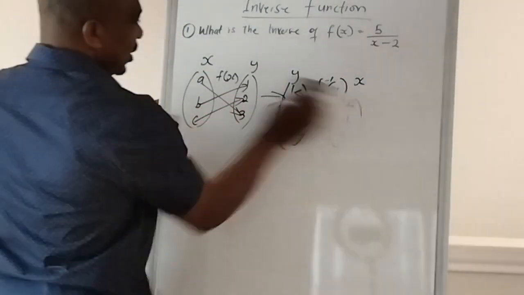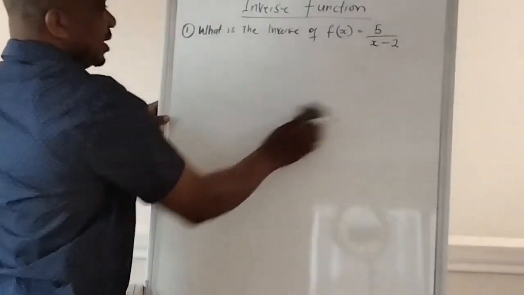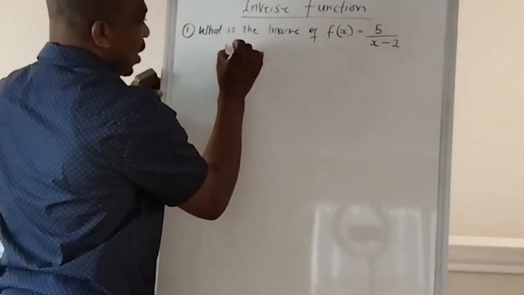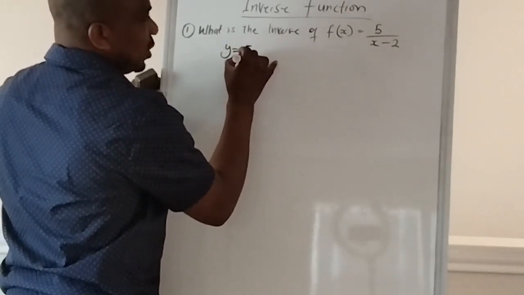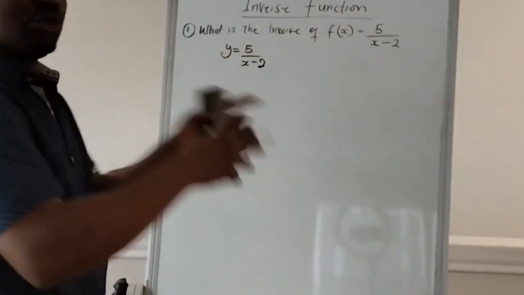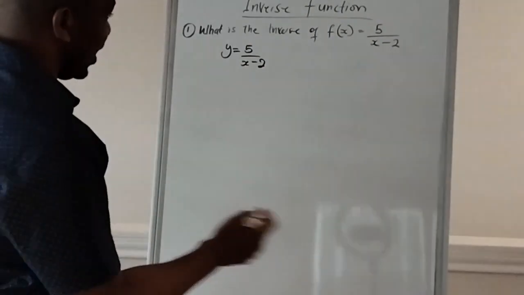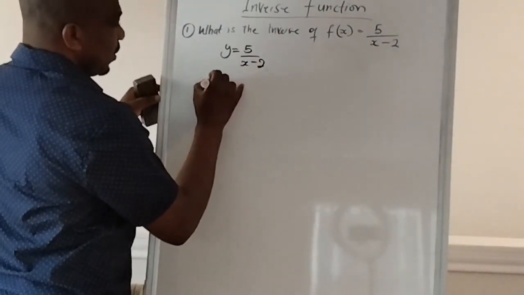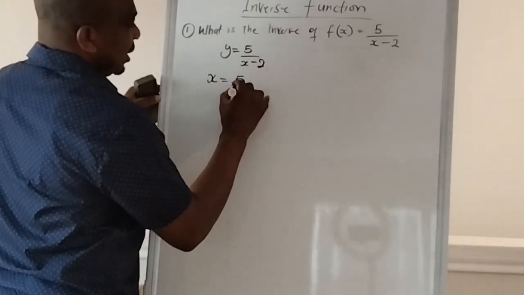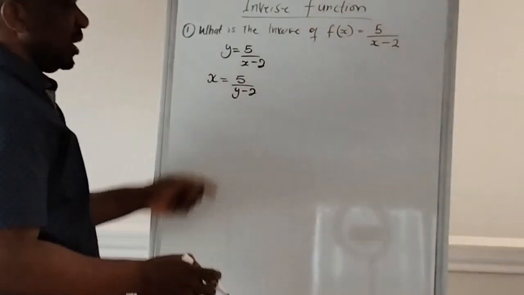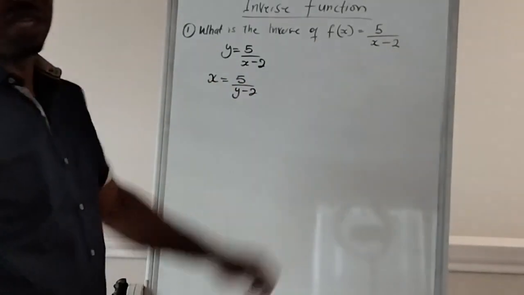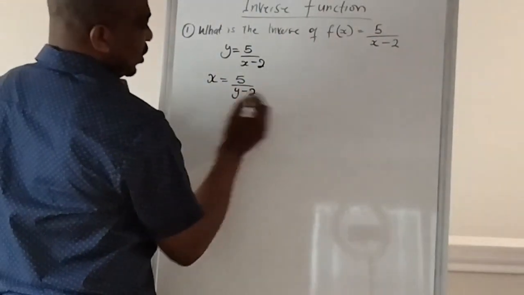So let me solve this problem here. The first thing to do is to switch your x and y. This function is the same thing as y equals 5 all over x minus 2. If we switch the two variables, the new problem becomes x equals 5 all over y minus 2. The next step is to multiply both sides by y minus 2.